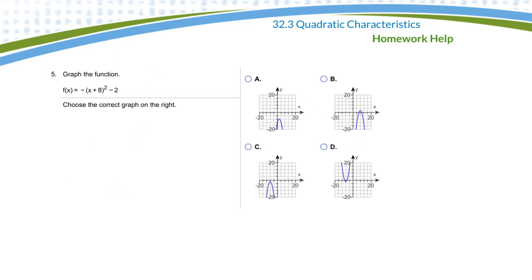Ooh, another one. I'm liking these. -8 and a -2, that's my vertex, and it opens up downward. So not this one. And the vertex is at -8, -2. Well, that's in the wrong spot. That's in the wrong spot. This one, -8, -2, is pretty close. You can zoom in on my labs to make sure it's correct, but I'm going with that one.